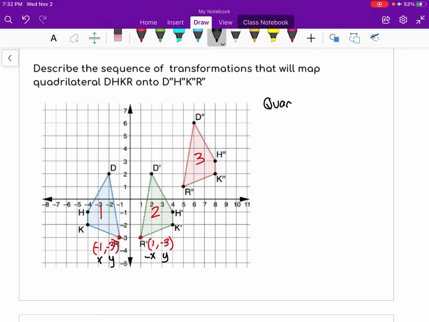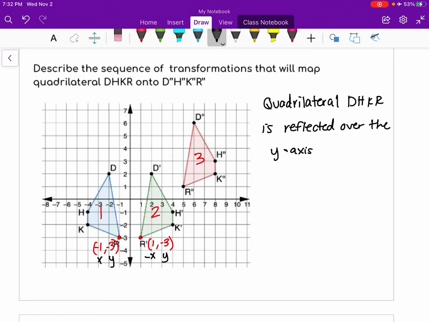We want to write down that quadrilateral DHKR is reflected over the y-axis. Then something else is going to happen to it, and we need to figure out what that is.